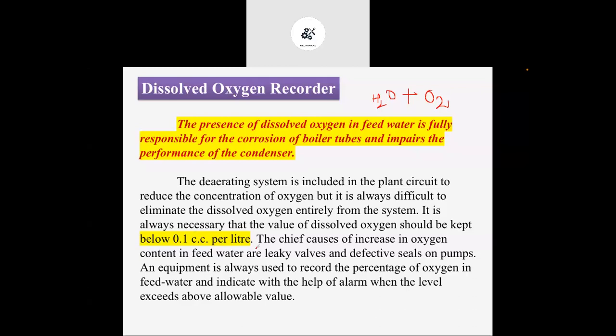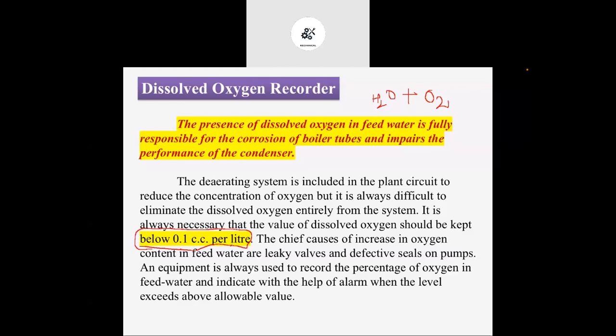The amount of oxygen present inside the water must be less than 0.1 cubic centimeter per liter. That will be the limit. If the amount of dissolved oxygen is less than 0.1 cc, then we can directly use that water. If dissolved oxygen is more, we have to carry out different deaeration processes, and then we can use that treated water in the power plant.